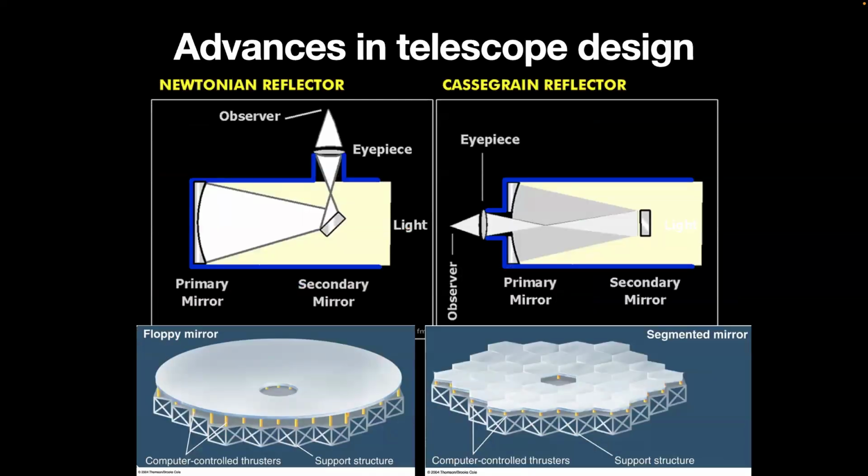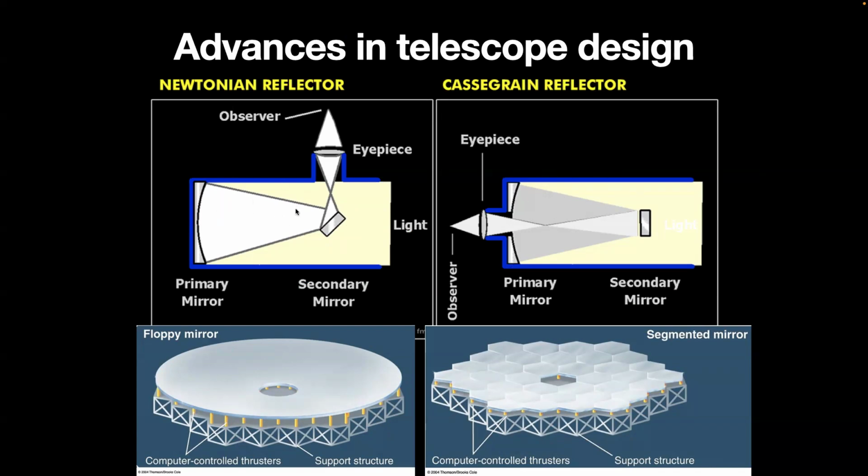There have been advances though in telescope design. Those were kind of two basic types, but they have been improved on, especially reflecting telescopes. A popular design for a reflector is called a Cassegrain reflector. So we have a classic Newtonian reflector right here and the Cassegrain over here.